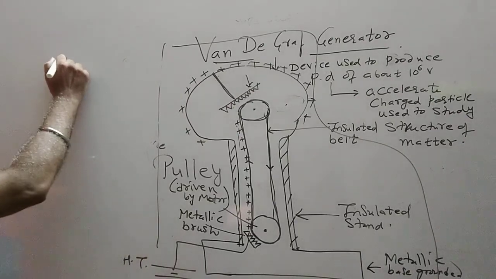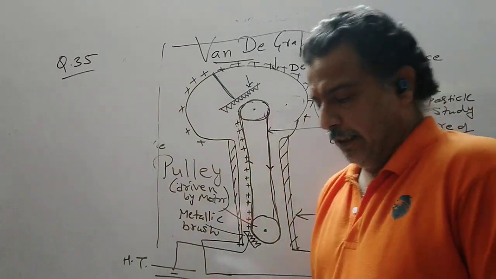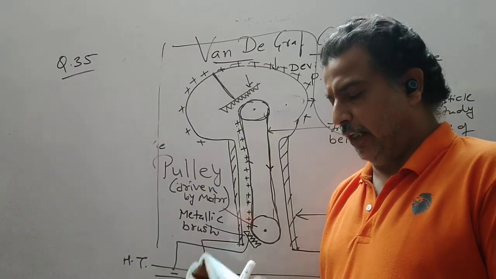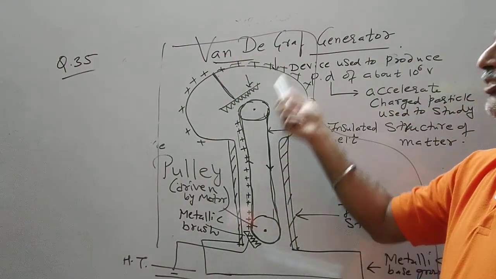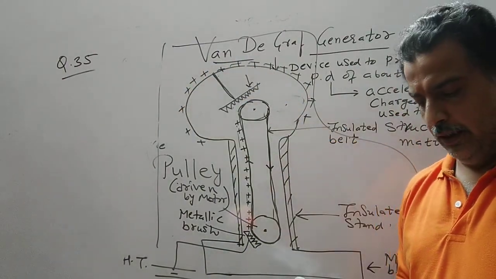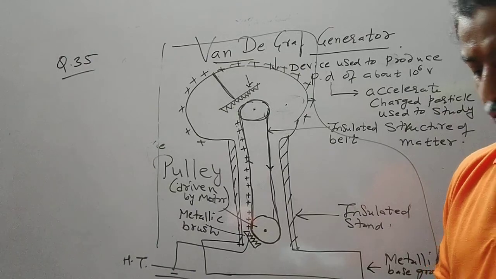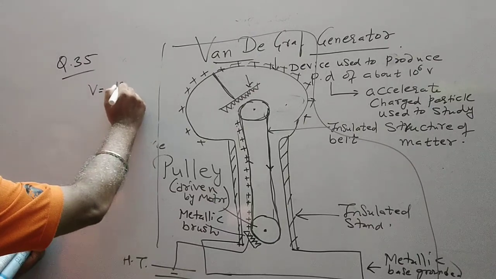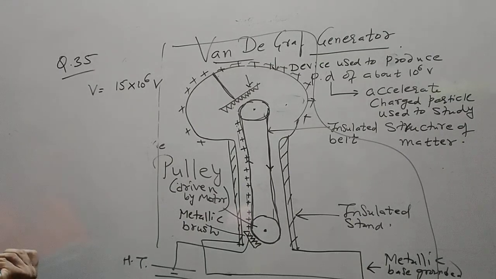Now let us see question number 35, which is related to the Van de Graaff generator. Now in the book the values are: in a Van de Graaff generator, a spherical metal shell. So this is a spherical metal shell. We try to understand this Van de Graaff generator with the help of the numerical value. It is to be 15 into 10 raised to 6 volt. So the potential difference created is 15 into 10 raised to 6 volt.